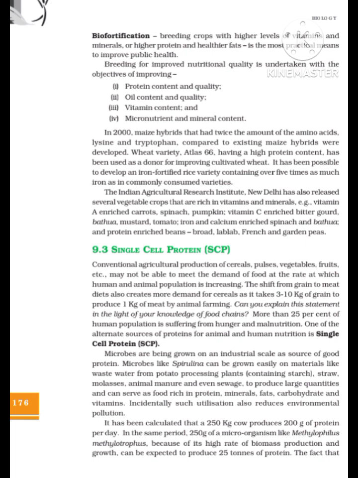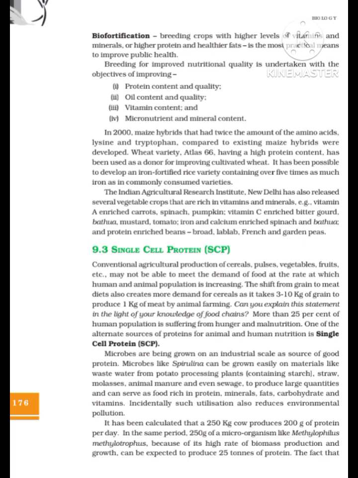Microbes are being grown on an industrial scale as a source of good protein. Blue-green algae like spirulina can be grown easily on materials like wastewater from potato processing plants, containing starch, straw, molasses, animal manure, and even sewage, to produce large quantities, and can serve as food rich in protein, minerals, fats, carbohydrates, and vitamins. Incidentally, such utilization also reduces environmental pollution.